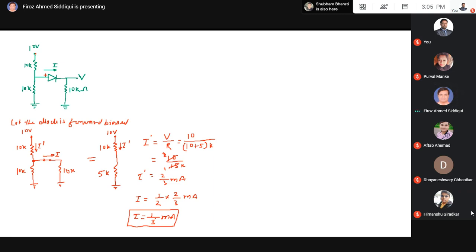Then what about the voltage? We had to find V. What is the voltage? And this voltage is across this 10 kilo ohm resistor. So V is equal to what? What is the formula? V is equal to I into R. So I is this current which we have calculated here, 1 by 3 milliampere. 1 by 3 into the resistor of 10k. So the voltage will be 10 by 3 volt. This is the answer.